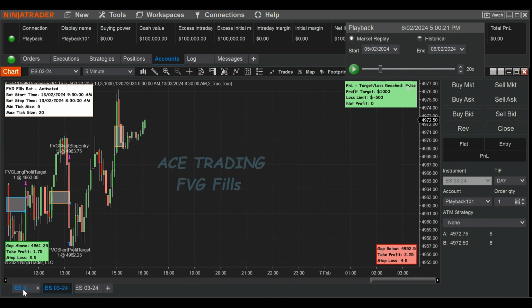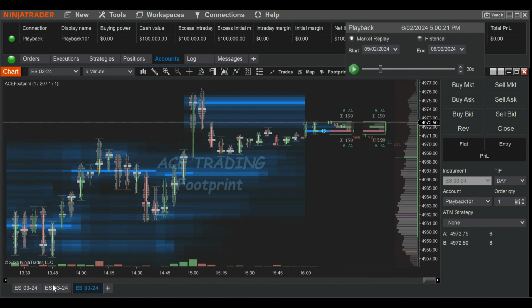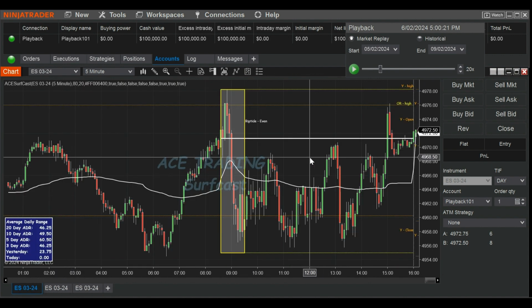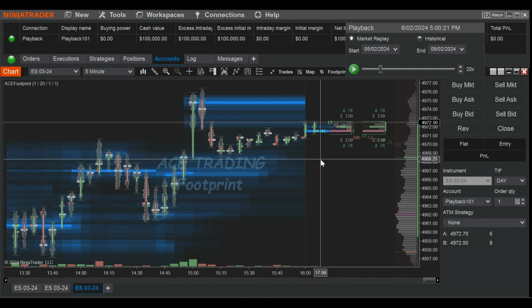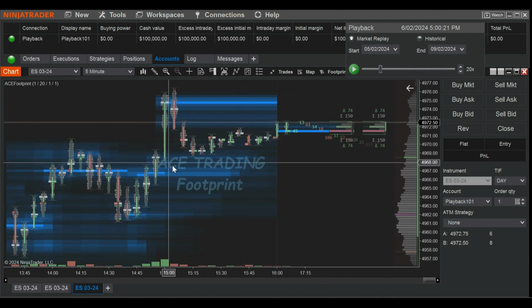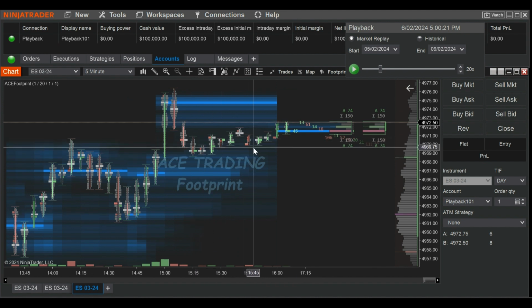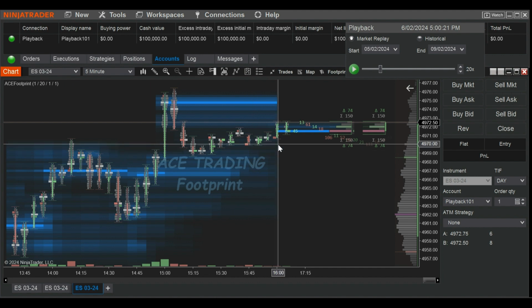I know for myself, I like to look at a couple of other indicators that we have here at Ace Trading. I have the Surfcast, which tells me my ADR and kind of direction for the day, but I also like to use the footprint to give me an idea of what is happening with price and where it may move, based on order flow, and where I might see delta change with our orders.